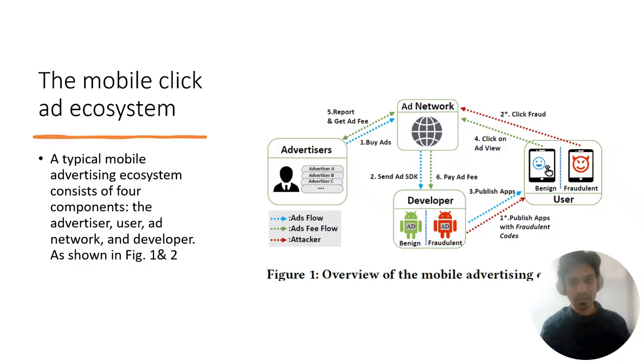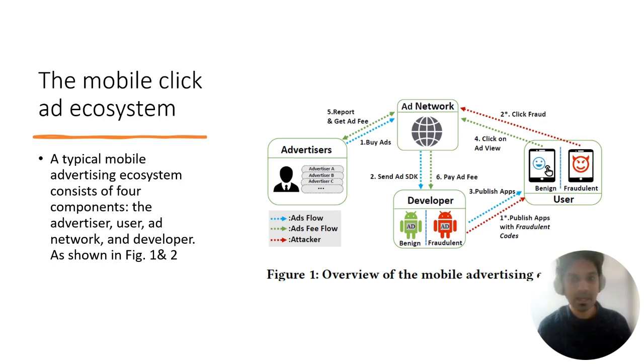So in this figure, we have an overview of the mobile ad ecosystem. Basically, the advertisers send the money and buy ads using the ad network. The ad network sends an SDK to the developer to use for processing ad clicks. Here we also have a benign developer and a fraudulent developer. For the benign developer, the functionalities are the same. The clicks and the ads are registered and go to the ad network, and the money is deposited for the developer.